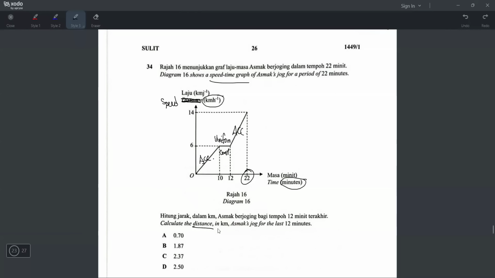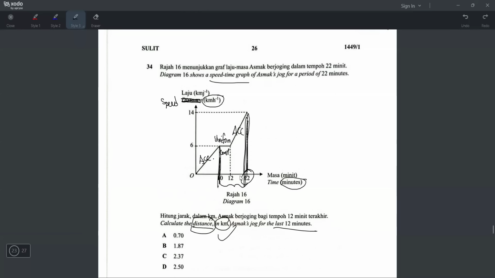Okay, calculate the distance in km. Asmak jog for the last 12 minutes. Let's find out for the last 12 minutes, mana dulu. 22 saya kena tolak dengan 12, sebab nak last 12 kan. 22 minus 12 is 10. So the last 12 minutes is here to here, right? And now I have to find the distance in kilometers from here to here.